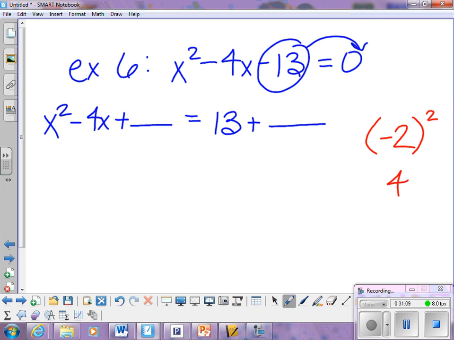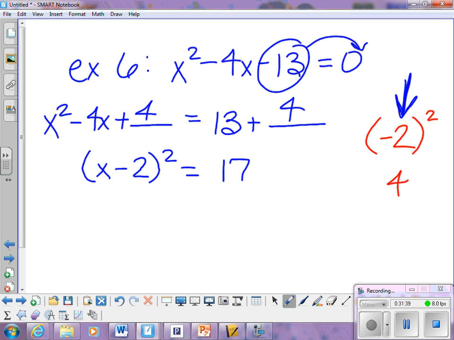Now, what's half of negative 4? Negative 2. Isn't that what I put right here for you? Yes. Why am I putting the arrow for myself? Because that's what goes in parentheses. Once you square it, what goes in the blanks? 4. Thank you. Okay. Are we good so far? All right. So now, x minus 2 squared equals 13 plus 4? 17.